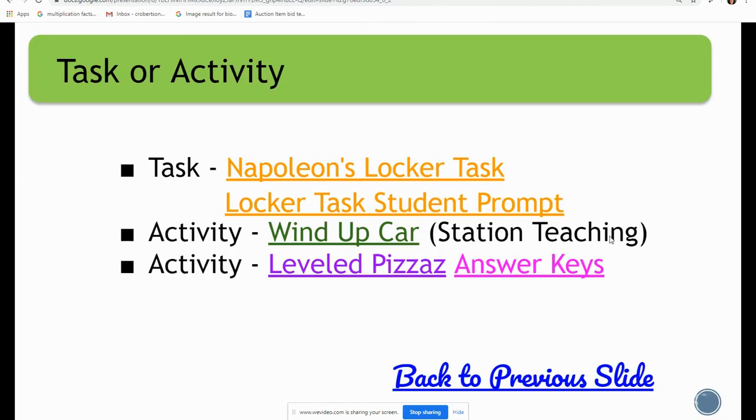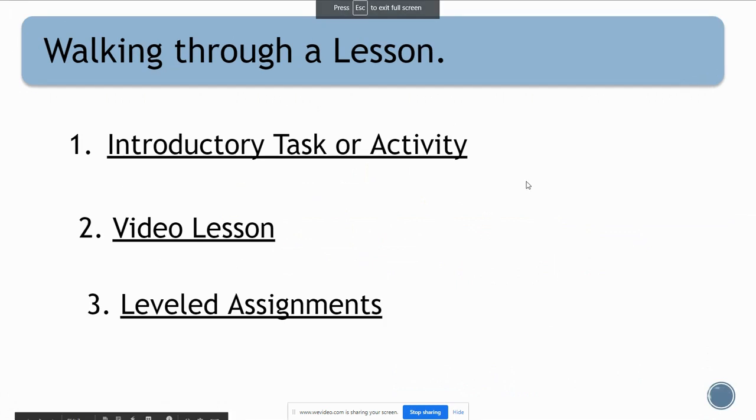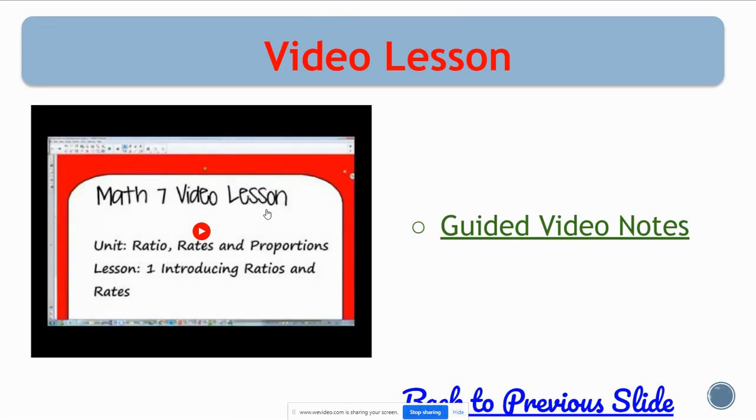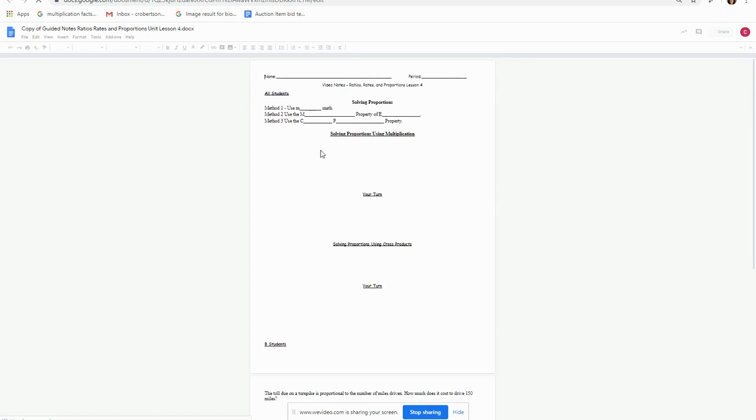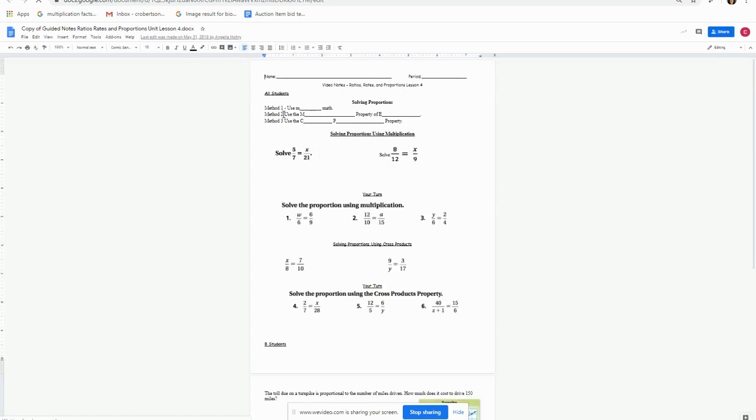So they're introduced to the idea, and then they go home, and the video lessons come with guided notes, and they are asked to watch a video about what they had learned in the task, and they're given guided notes that are leveled with the task levels. So everyone in the guided notes needs to complete the first basic level. So that is an example here.